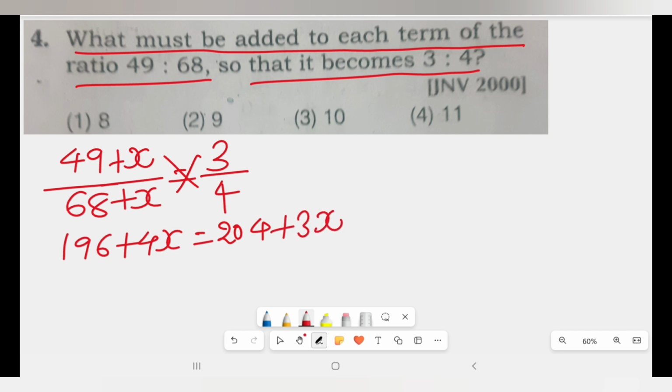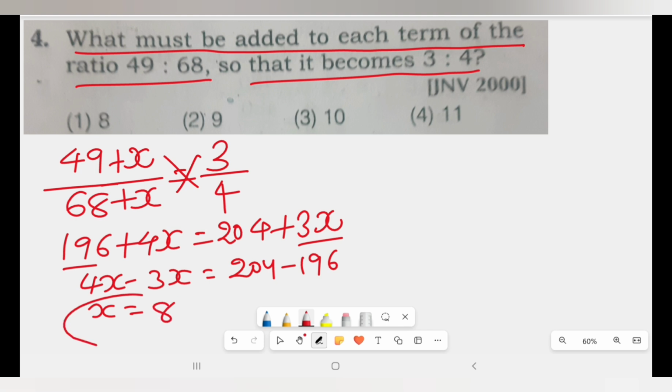Okay, so let us simplify again. So 4x, here 3x goes minus 3x to this side, and here equal to 204, and take 196 to the other side. All right, so let us simplify this. 4x minus 3x is x. So 204 minus 196 is 8. All right, so x is equal to 8 is the right answer, option 1.